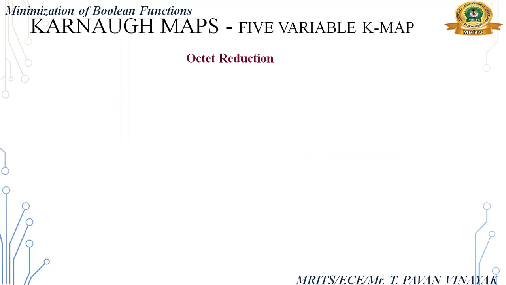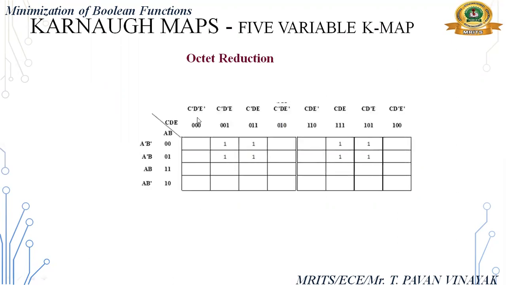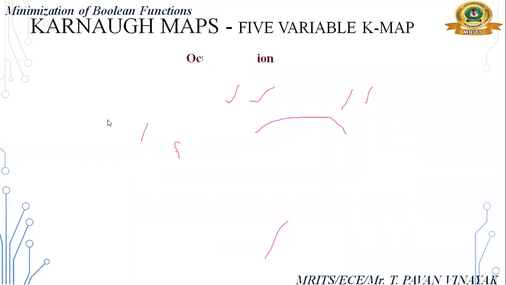Next, octets. See, here 4 available, here 4 available, and it also satisfies the reflection property. So combinedly we can take it as an octet. Check the common term. From these two rows, A bar is common. From these four columns, E is common. So the answer is A bar E. Okay. Next, one more octet.